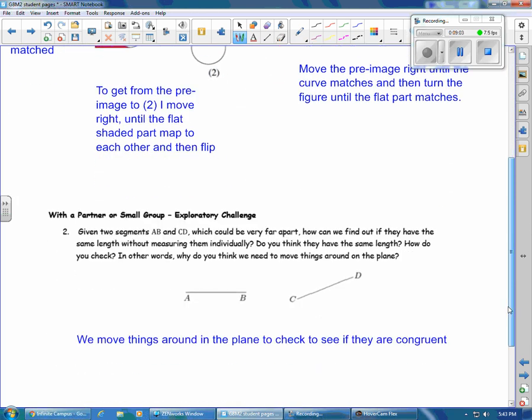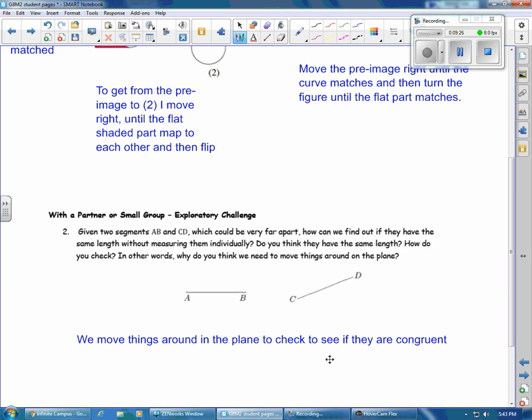So the part at the bottom is that same exploratory challenge that we were doing at the very beginning. Given 2 segments, A and B, which could be very far apart, how can we find out if they have the same length without measuring them? We can take them, we can trace AB and move it on to CD. We move things around in the plane to see if they're congruent.